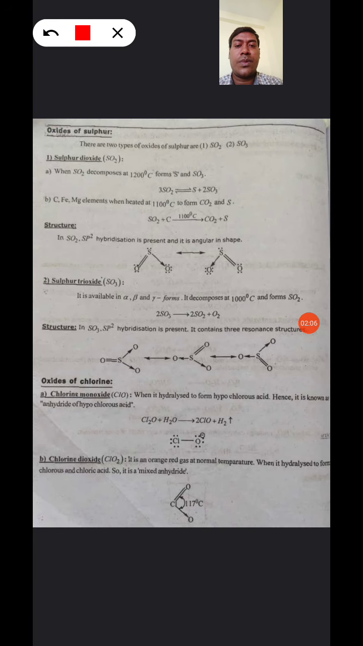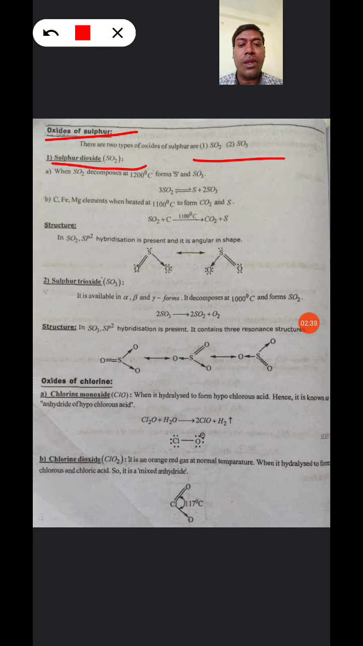So here, oxides of sulfur. There are two types of oxides of sulfur: SO2 and SO3. Here sulfur reacts with oxygen and forms two types of oxides. They are sulfur dioxide and sulfur trioxide. In that, first we are discussing sulfur dioxide.